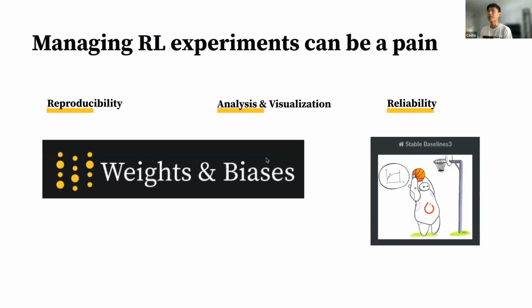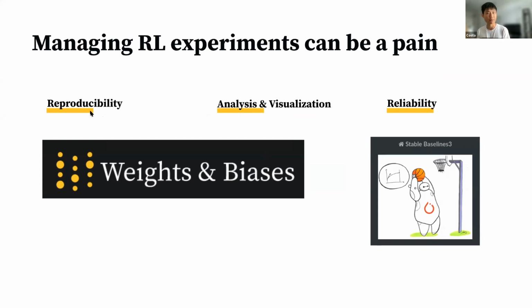So before talking about what weights and biases is, what Stable-Baselines3 is, I want to give you a little context of doing research in reinforcement learning. So overall, as a PhD student, at the start of my PhD program, I was really trying to find ways of how I can do reinforcement learning research, and it was very quick before I realized managing RL experiments can be a pain. There's a lot of problems on the reproducibility side.